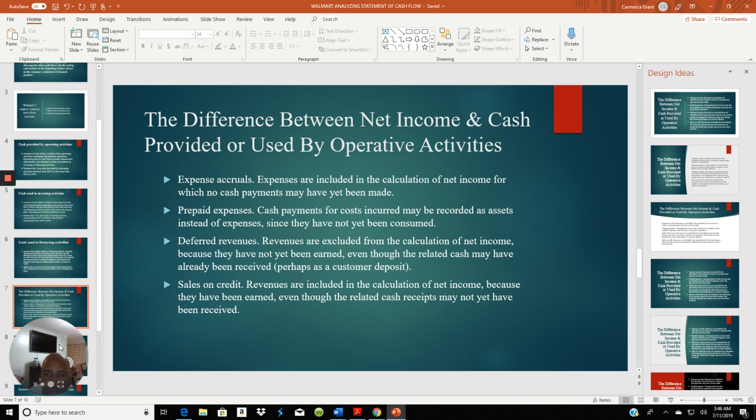Deferred revenues: revenues are excluded from the calculation of net income because they have not yet been earned, even though the related cash may have already been received. Cash or credit, sales on credit: revenues are included in the calculation of net income because they have been earned, even though the related cash receipts may not yet have been received.